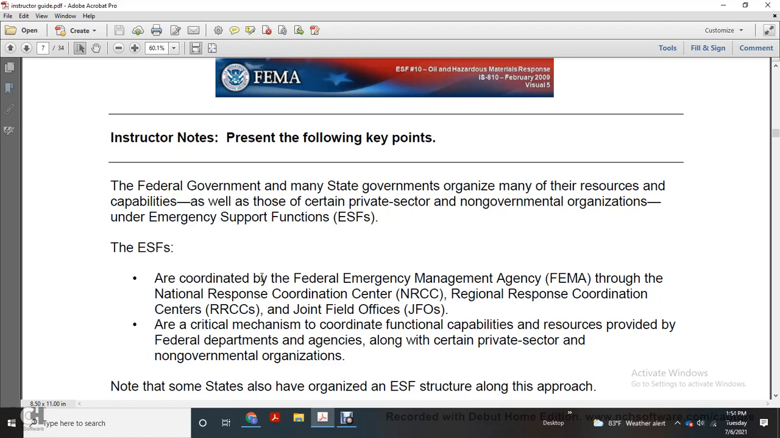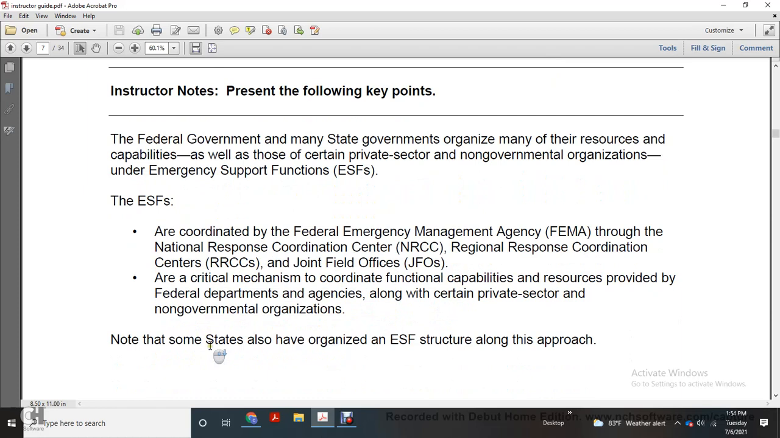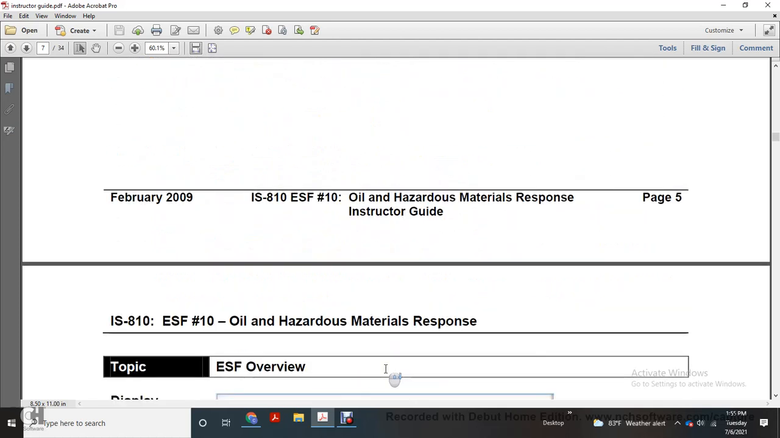Emergency support functions are coordinated by FEMA, the Federal Emergency Management Agency, through the National Response Coordination Center, the Regional Response Coordination Centers, and Joint Field Offices. They are a critical mechanism to coordinate functional capabilities and resources provided by federal departments and agencies, along with certain private sector and nongovernmental organizations. Note that some states also have emergency support function structures organized along this approach.